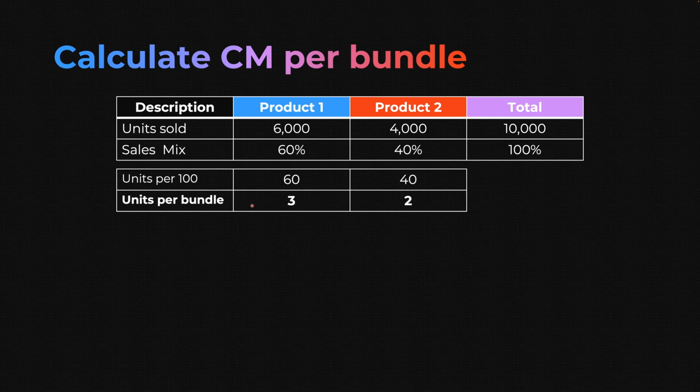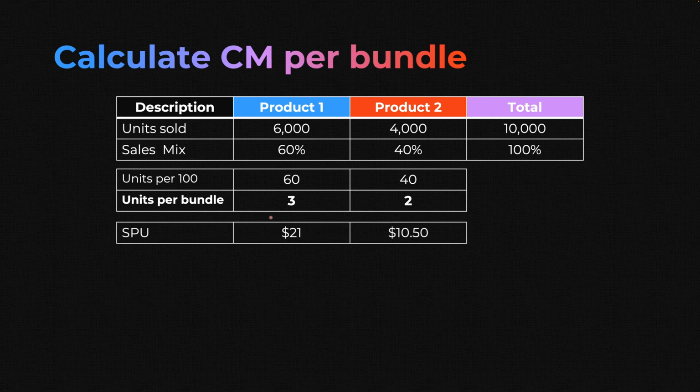To do that, the smallest number of units we could sell in total is 5, because that could be split into a 60-40 split or a 3 units to 2 units split. So each bundle, it's an imaginary thing, but imagine that they are selling these as a combo package or a bundle of 5 units. And each one of these packages has 3 units of product 1 in it and 2 units of product 2 in it.